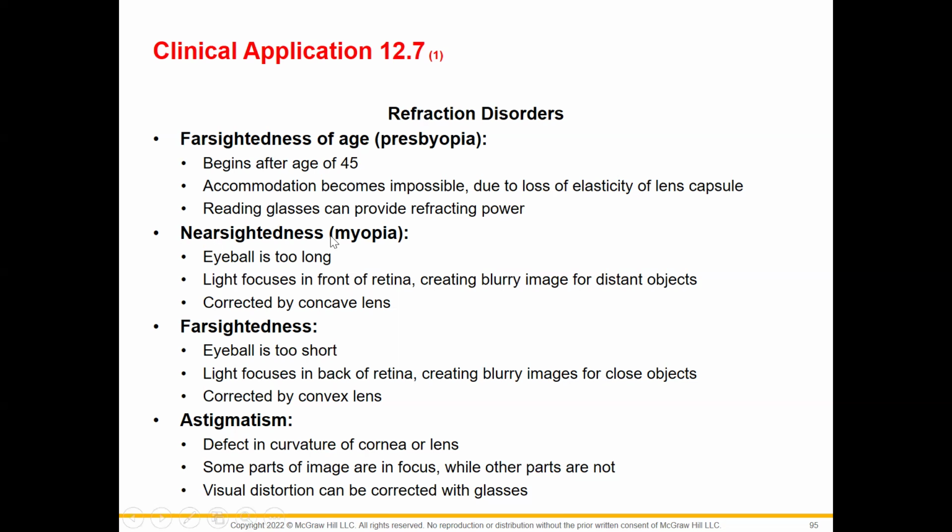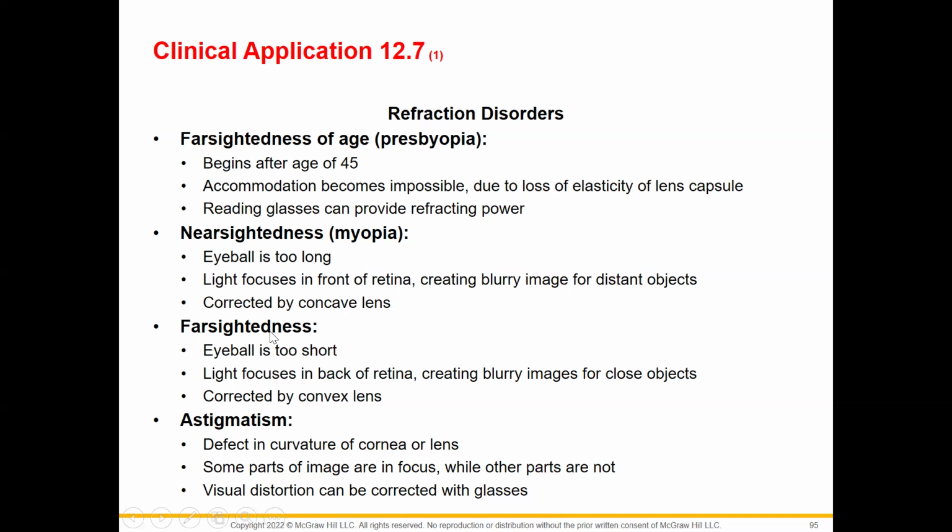Nearsightedness is called myopia. This is when the eyeball is too long, so the light is focusing in front of the retina instead of on the retina itself, and that creates a blurry image for distant objects. So for things that are farther away, the image will focus before it gets to the retina, making that image blurry. So a person cannot see far things. They can only see things that are near, and that is corrected by concave lenses.